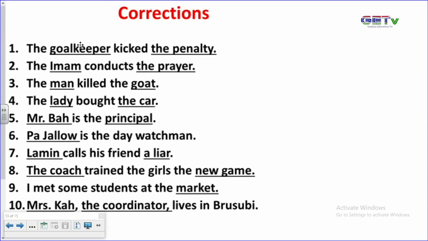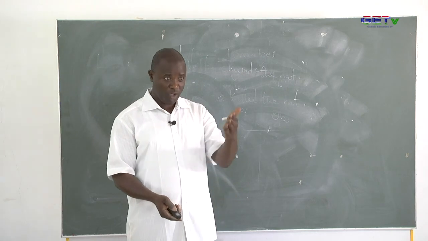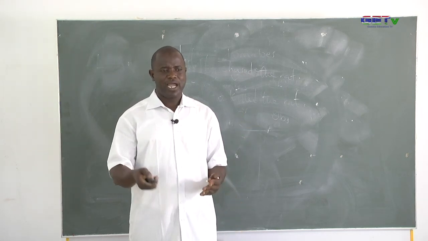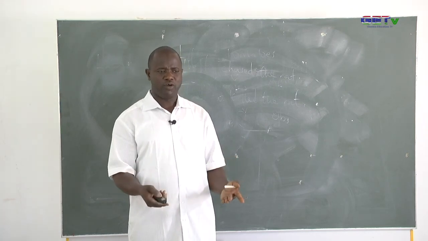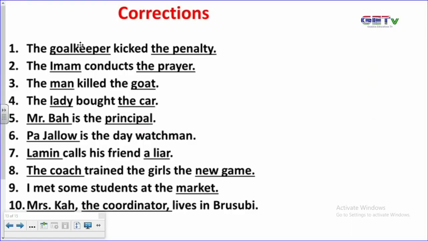So here we have, I met some students at the market. So here again, I, of course, is the subject. It is not underlined because it is a pronoun, and we are dealing with nouns. Some students, of course, is the object of the verb met. At the market, the market became the object of the preposition at because it came after the preposition at.